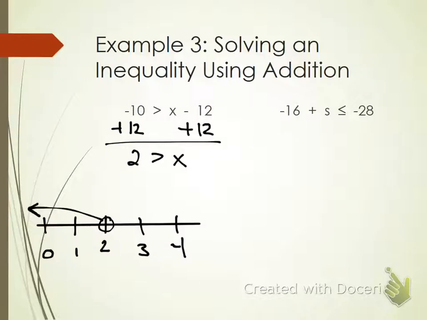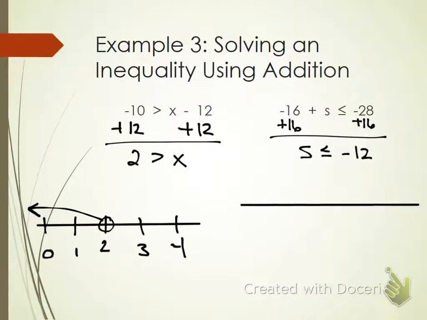All right, look at this next one. You may have already started it. I add 16 to both sides because I have to isolate the variable on one side. And now s is less than or equal to negative 12. Graph your solutions. All right, when we graph the solution, we've got negative 12.